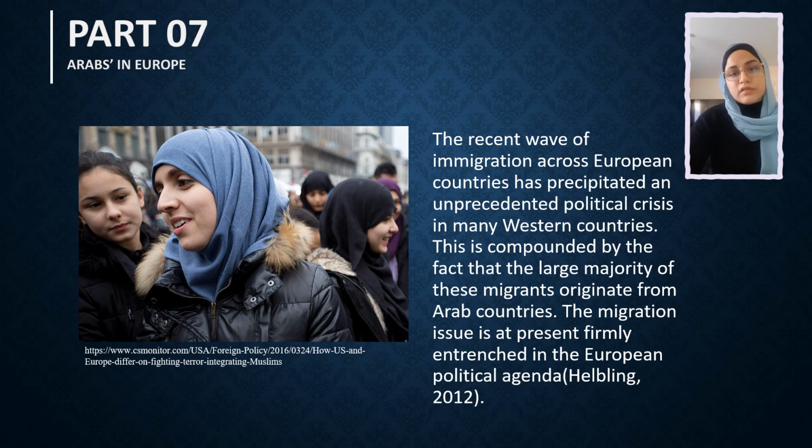created a large influx of migrants into Europe, which also has created something that we call Islamophobia, because the Arabs that have come to Europe are predominantly Muslims, although many of them are not. However, being Arab and Muslim is quite a connected issue, and that has created what is today some grievances from Europeans. So a large majority of these migrants originate from Arab countries, and the migration issue is a present-day issue in the European political agenda.